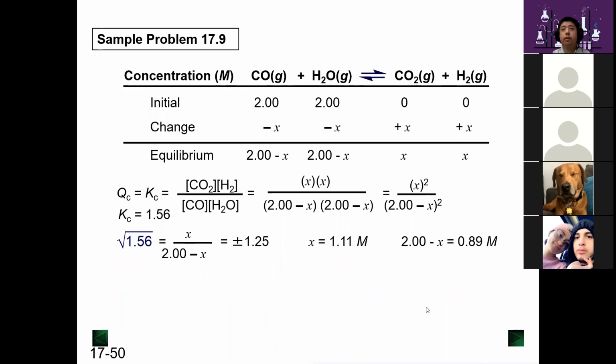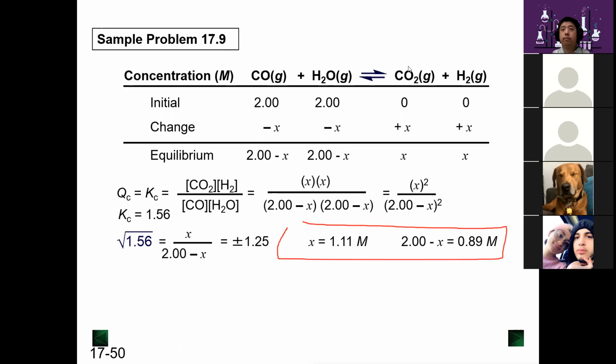Okay. So with that said, once you find x, you are not done yet, because x is only the answer for this spot right here. You need to finish it by plugging in the x for here to solve for what this becomes. So these are your equilibrium concentrations. This will be 0.89, 0.89, 1.11, and 1.11. Any questions?